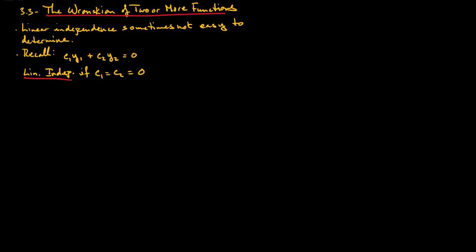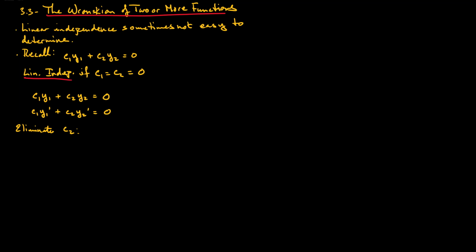So we're going to start with that statement of c1 y1 plus c2 y2 is equal to 0. And what we're going to do, we're going to take the derivative of this equation with respect to x. So this forms a system of two equations for two unknowns. Now let's say we wanted to eliminate c2 from these equations.